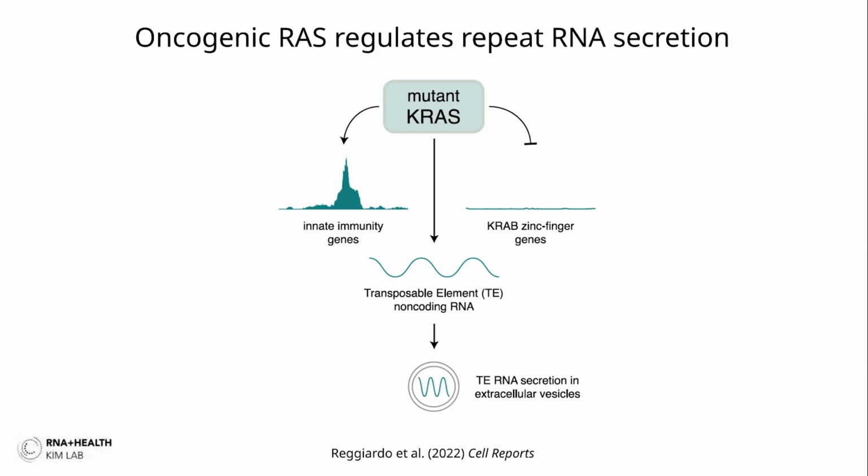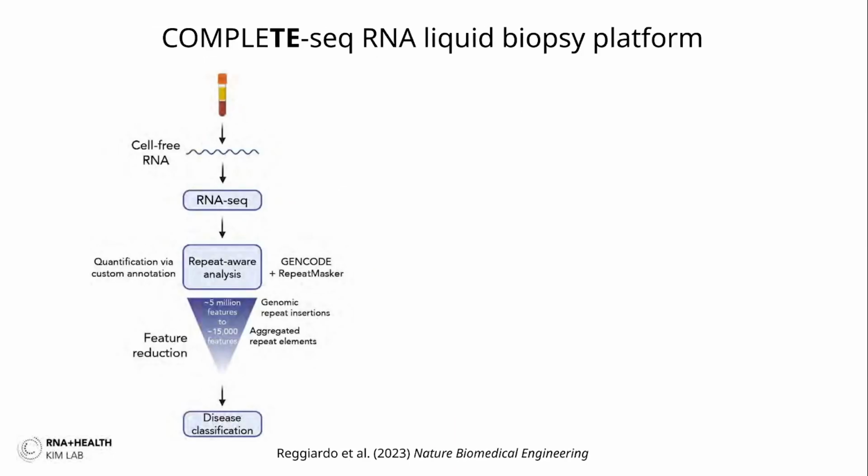And so we wanted to see, given what we're seeing in vitro in these cell culture models, is this actually something that's happening in patients? Can we detect the same repeat element or transposable element RNA signal within the blood of patients that have cancer as well? And so we developed this platform, which we call Complete-seq. This is an RNA-based liquid biopsy platform, which enables us to profile all of the RNAs, especially these repeat element-derived transposable element RNAs that are coming from cancer cells and being secreted into the blood, for example.